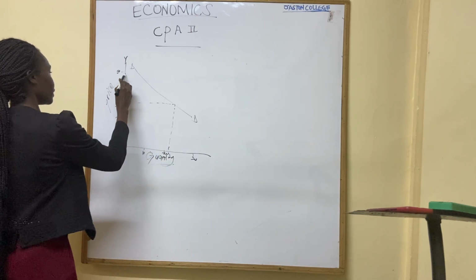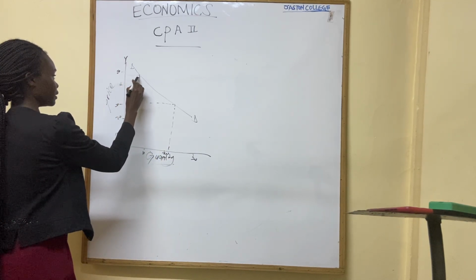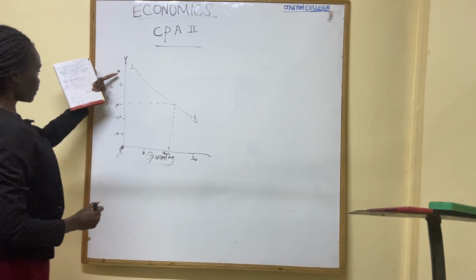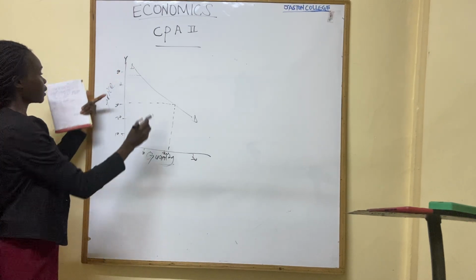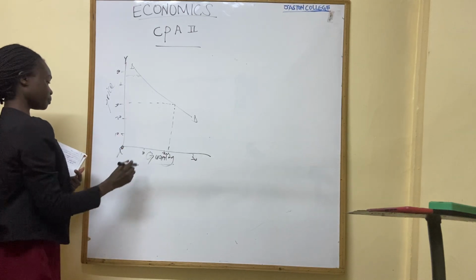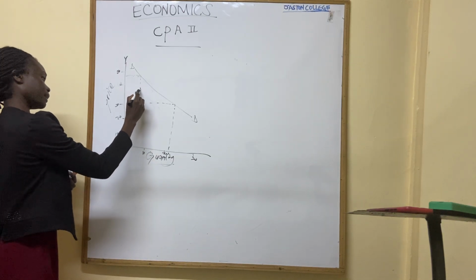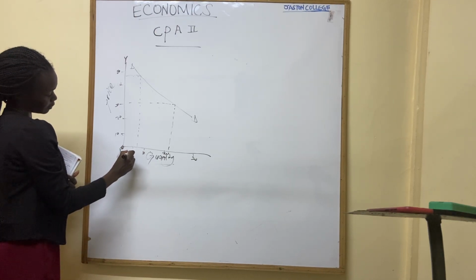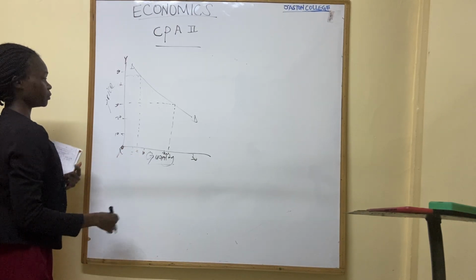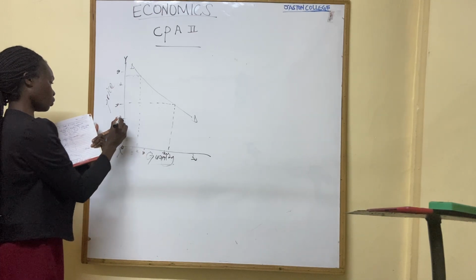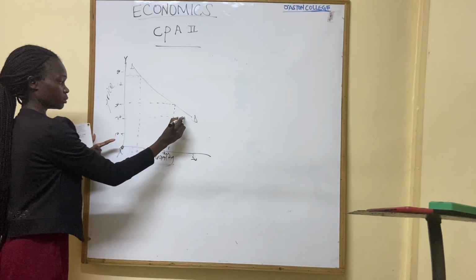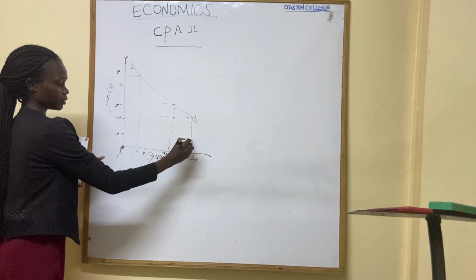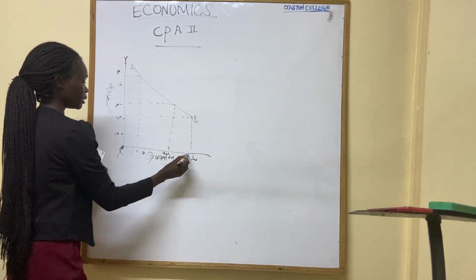So when we come to this point, this price is higher. So when the price is higher, the quantity demanded is very low. And when the price is low, the quantity demanded will be high.